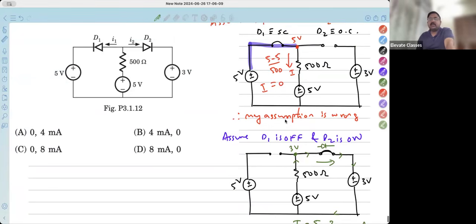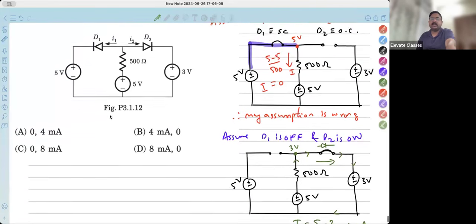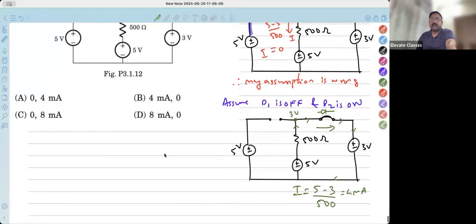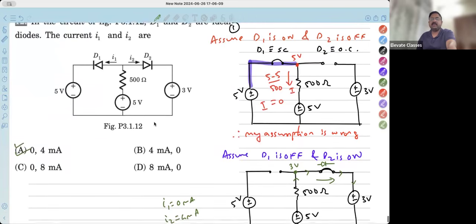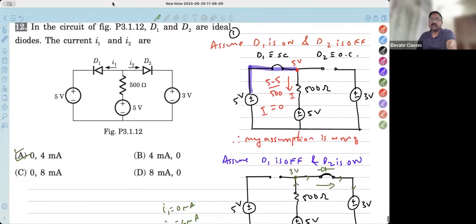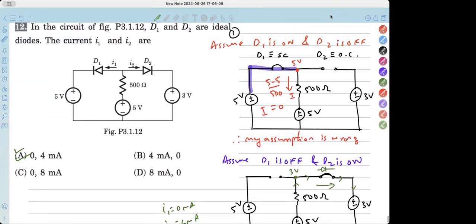In the second diode, current should be 4 milliamperes. In the first diode, current should be 0 milliamperes. So finally I can write I1 is equal to 0 milliamperes and I2 is equal to 4 milliamperes. And so option A is the right one. Is that clear to everyone? Yes, sir.